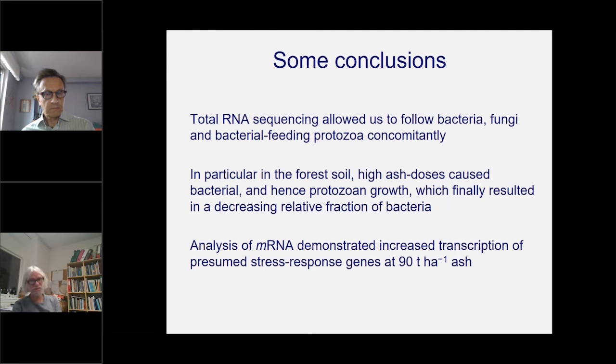This pattern was not clear in the agricultural soil, but in particular in the forest soil, the high ash doses, which caused, I would say, a pH increase to a moderate but higher level, we found an increased bacterial growth, which the protozoa responded to, and this finally resulted in a decreasing relative fraction of bacteria in this system. And also we found that analysis of messenger RNA demonstrated increased transcription of presumed stress response genes at 90 tons ash per hectare.